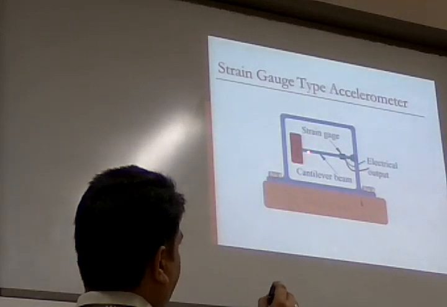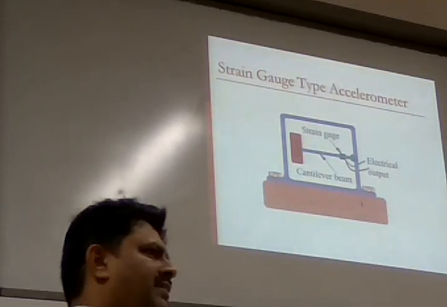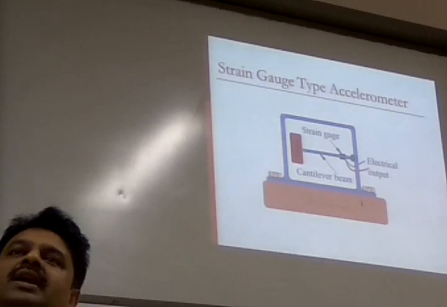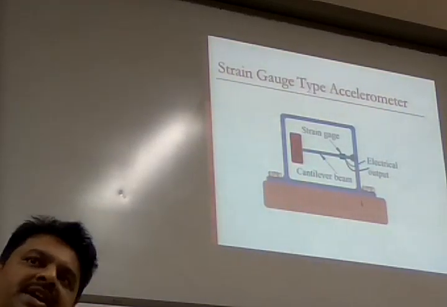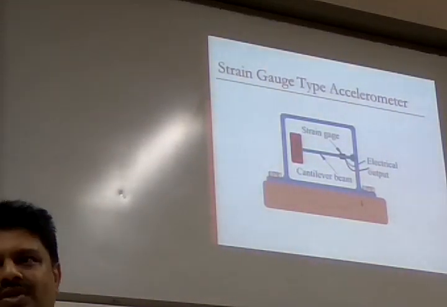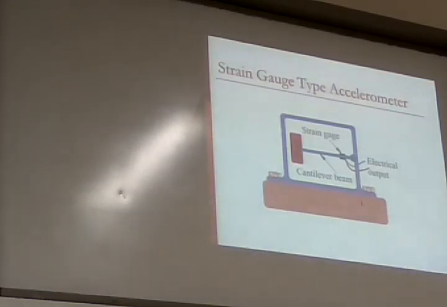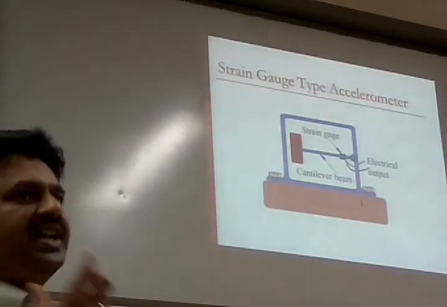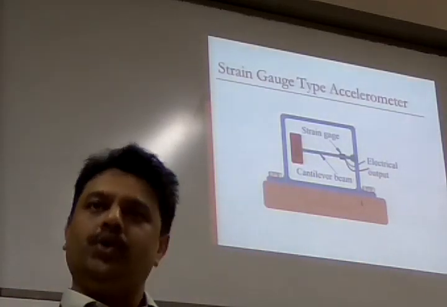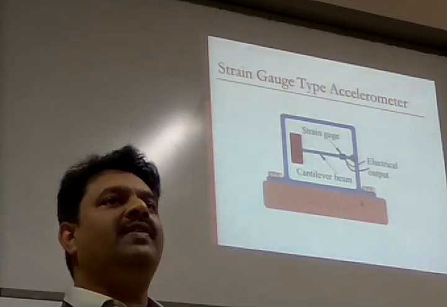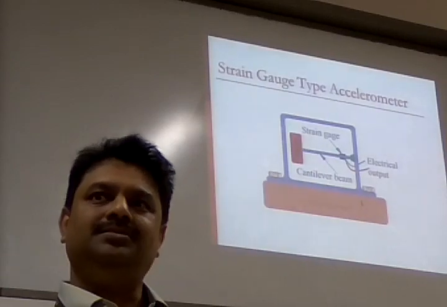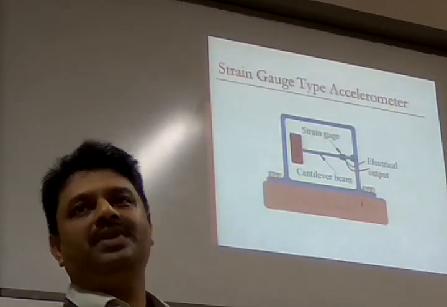There is a cantilever beam, there is a mass. Always there has to be a mass. Only then can you convert the vibration into a force, because F is equal to ma. We are interested in A, acceleration. You need mass in order to convert the acceleration into force.